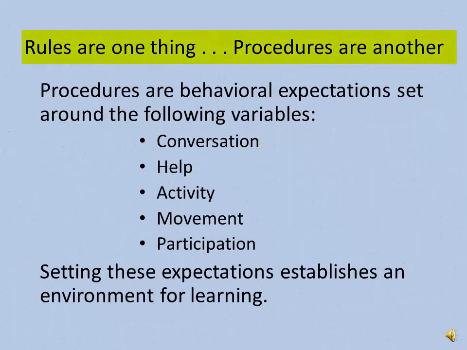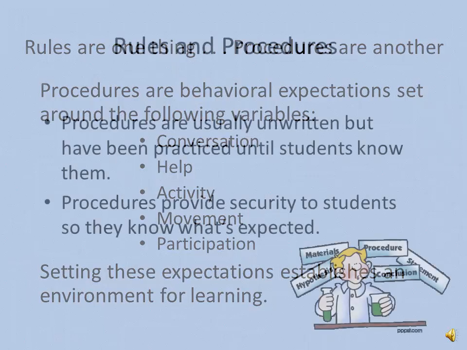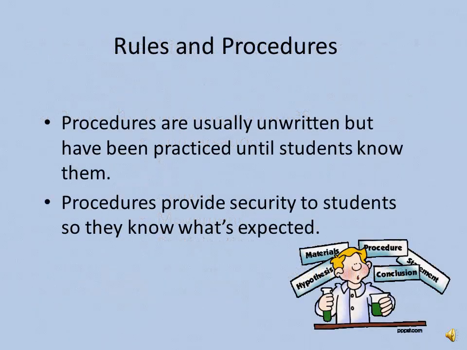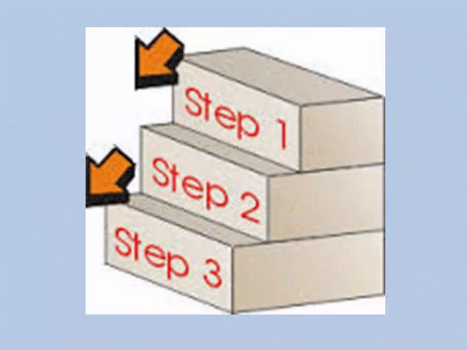Now, rules are one thing, procedures are another. Procedures are behavioral expectations set around the following variables: conversation, help, activity, movement, and participation. These are the basic components of the Akron Public Schools behavioral management system, and we will examine them later when we discuss CHAMPS. Procedures are usually unwritten, but have been practiced until students know them. Procedures provide security to students so they know what's expected.